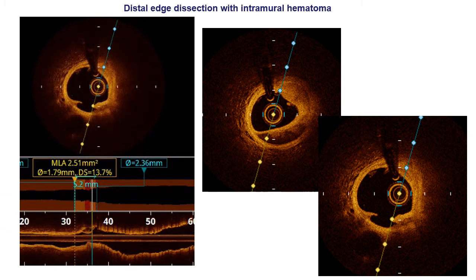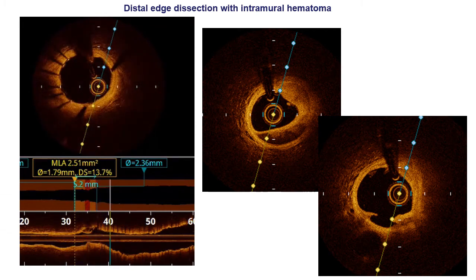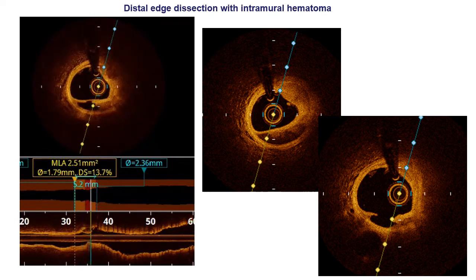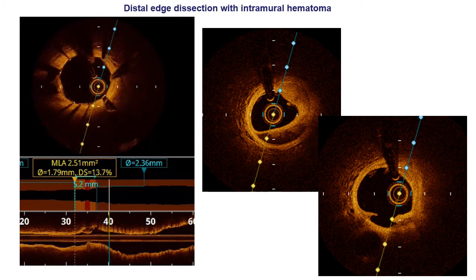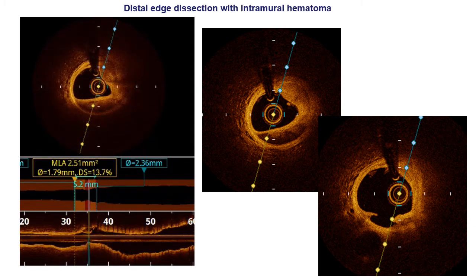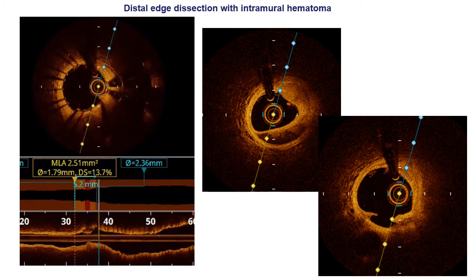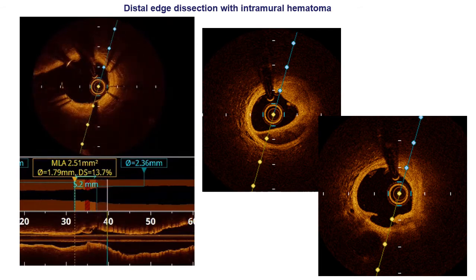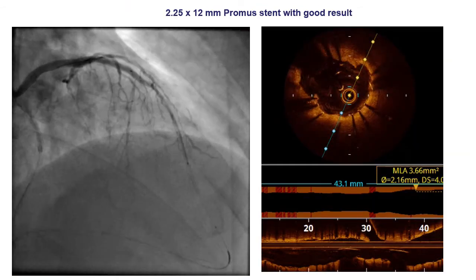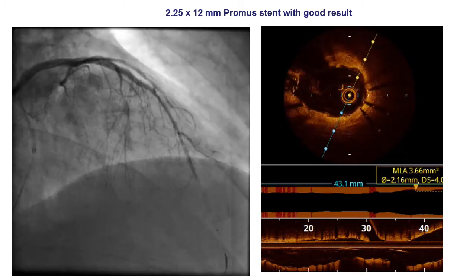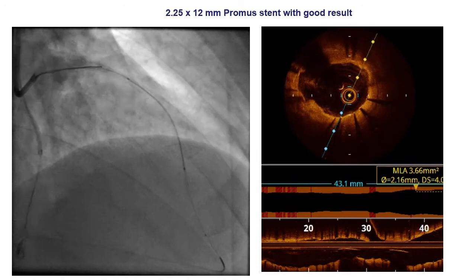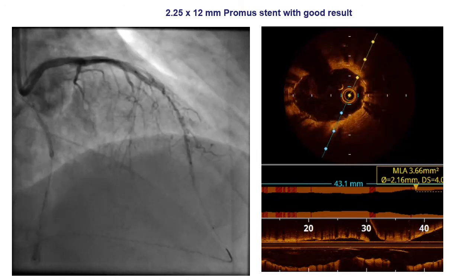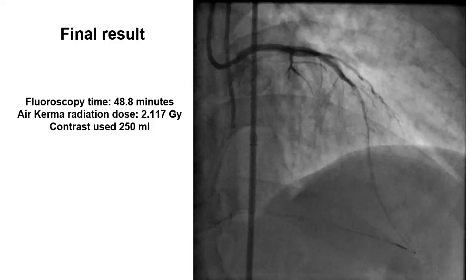Then we did OCT, and OCT showed us the exact culprit for the sluggish flow, which was an edge dissection at the stent and intramural hematoma. And the treatment for this is stenting. So we placed a 2.5 by 12 Promus stent and had pretty good results afterwards with OCT. This was the final result.